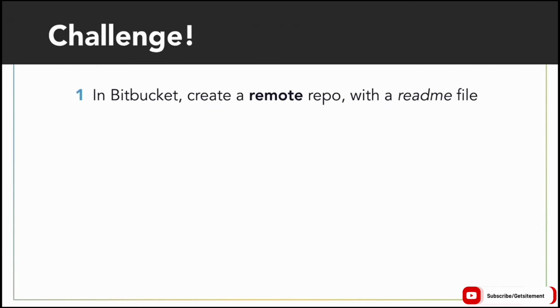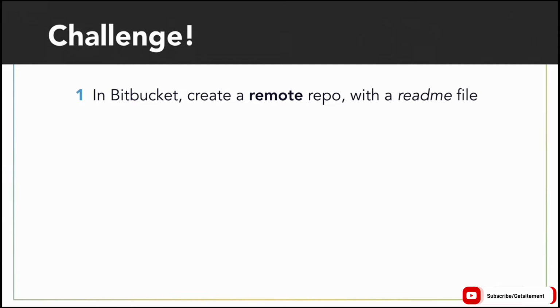Here is what we are going to do. First step, go to Bitbucket and create a new remote repository with a readme file. You can name the repo anything, but I will be naming mine personal site since it will be used for a basic personal website template. The readme file can be empty or contain content. Just make sure to include one.